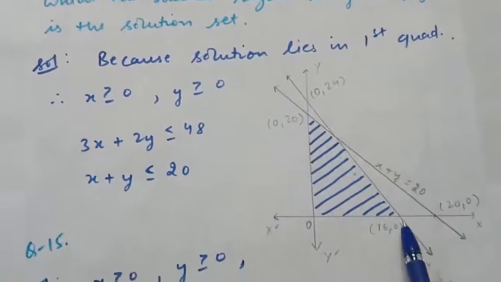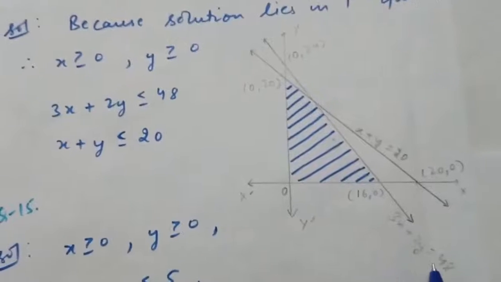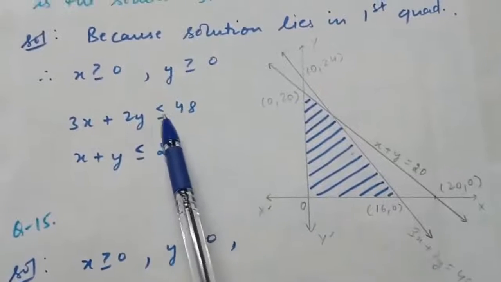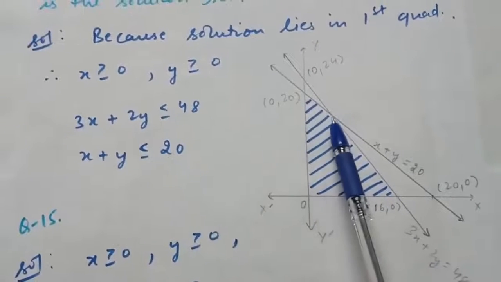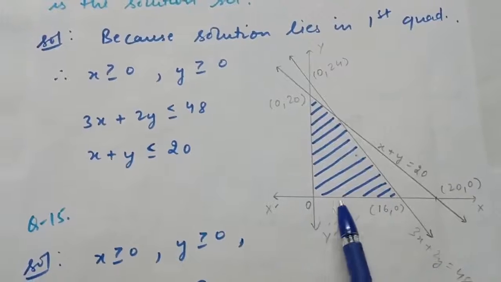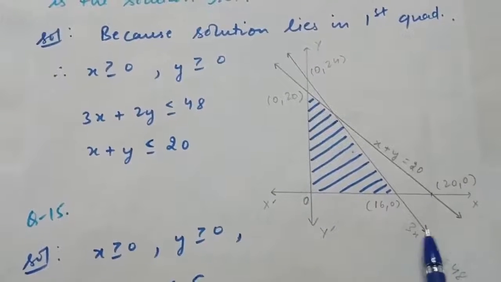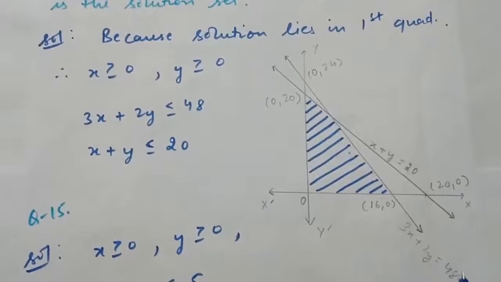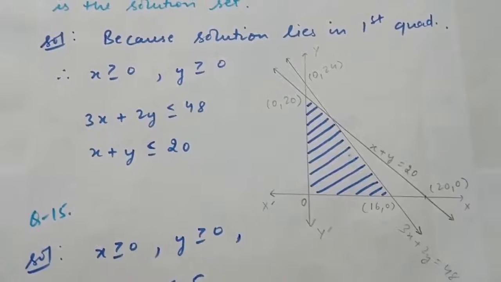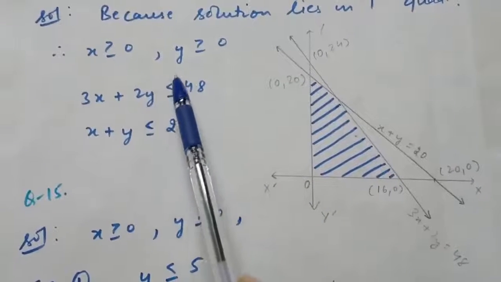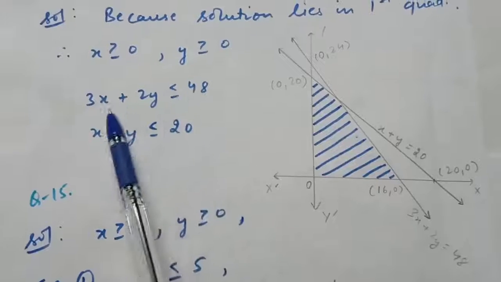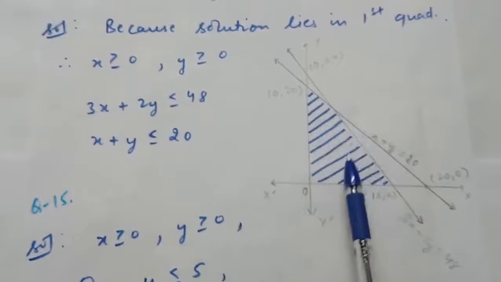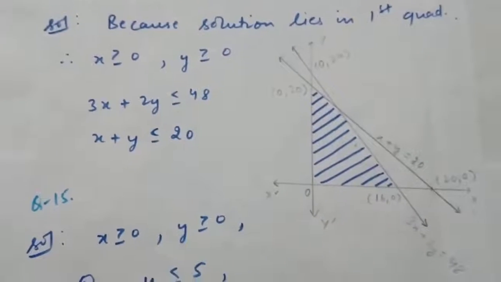Similarly for this line the equation is 3x plus 2y equal to 48. Because this line is solid, we will take the equality sign. Also the shaded portion lies towards the origin, therefore this should satisfy the origin test. So in place of x and y, when you put 0, 0 should be less than 48, so the origin test comes true. Therefore you will take less than or equal to, right? So this is the complete set of linear inequalities to get the solution as this, right?